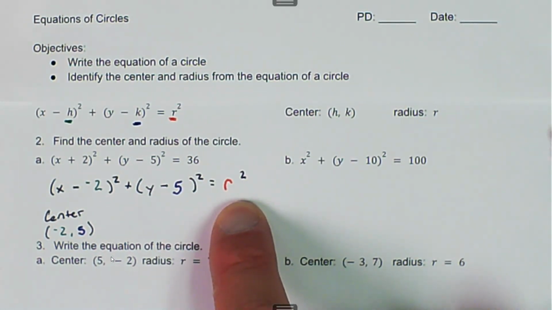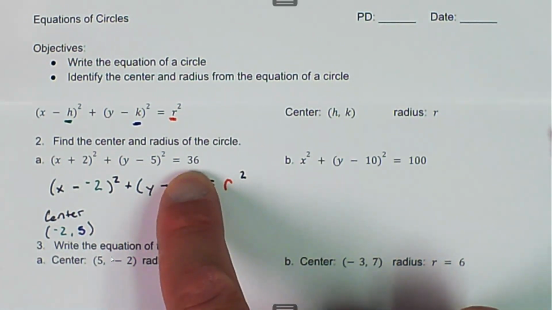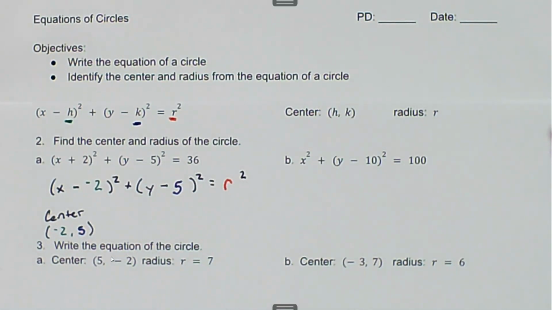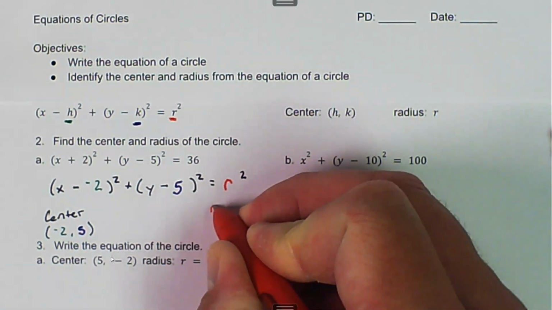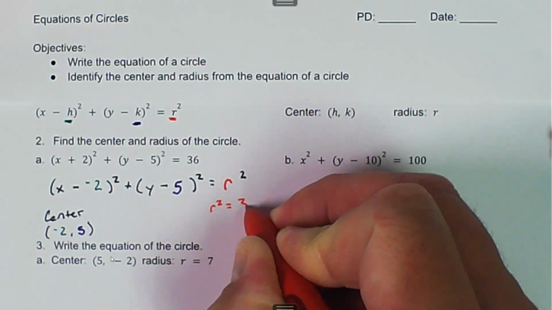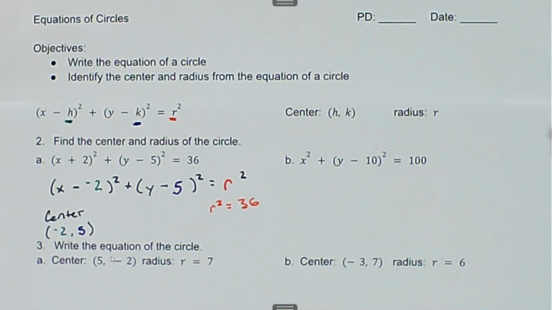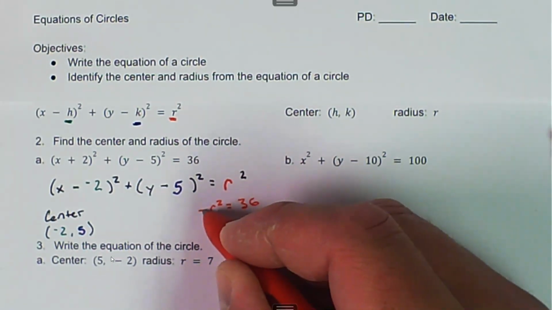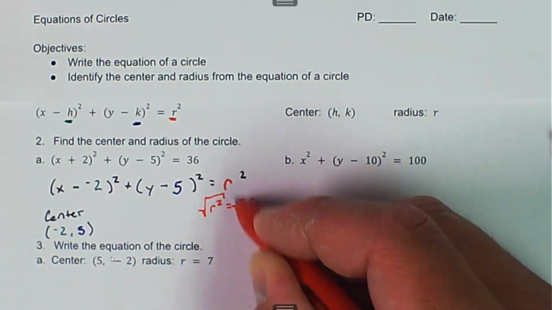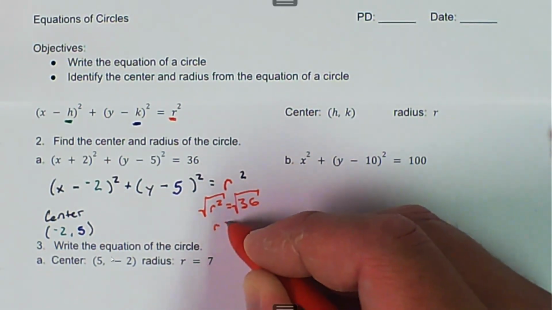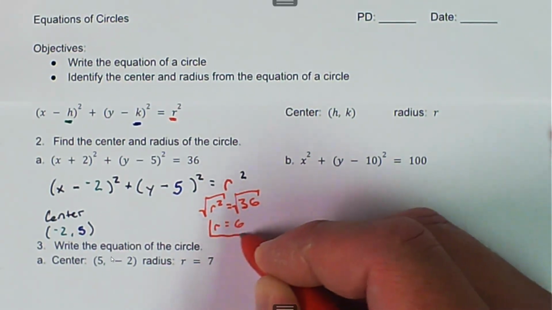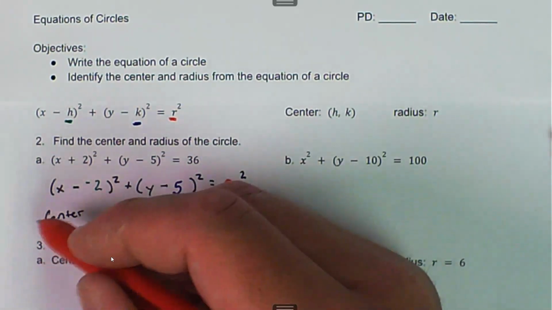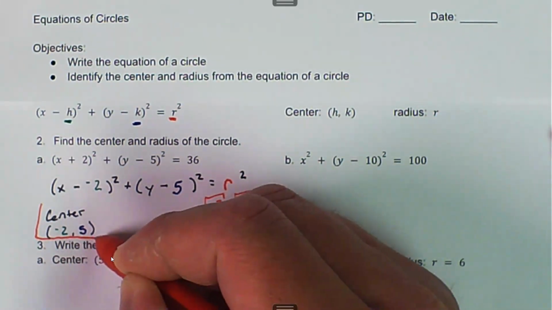Now we have to calculate our radius. Our radius squared is equal to 36, so we can just write that down. So r squared is equal to 36. And then how would we solve that? We can take the square root of both sides of the equation, and we get r is equal to 6. So then we have our radius, and then we have our center point.